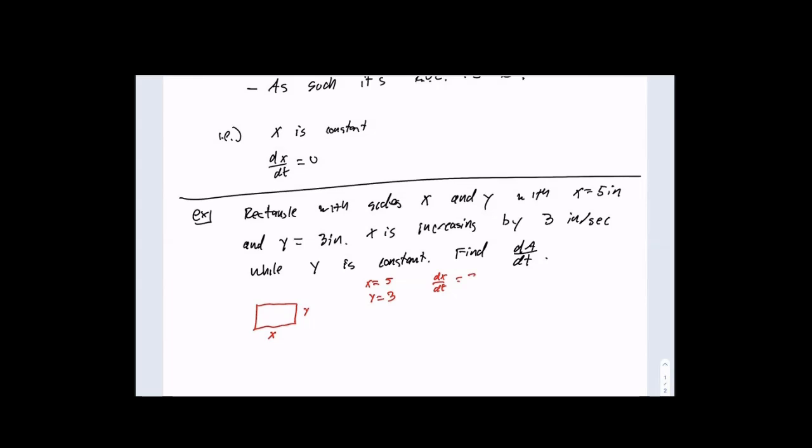dx/dt is 3. Now, why do I know that? There are two different reasons. Can somebody tell me one reason why I know dx/dt is 3? Because x is increasing 5 inches, so that has to be the derivative. Good. So that is one reason why you can recognize that dx/dt is 3.